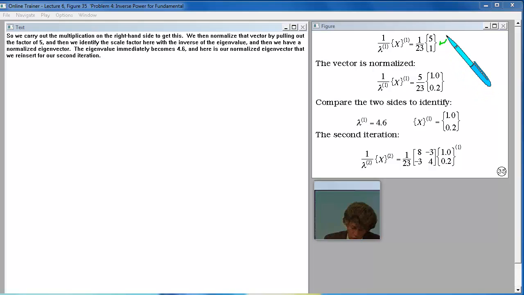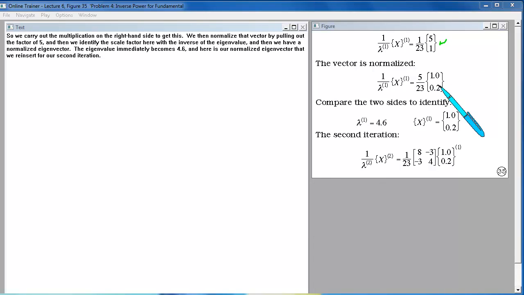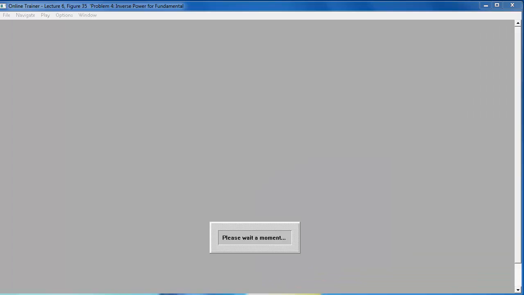We then normalize that vector by pulling out the factor of 5. And then we identify the scale factor here with the inverse of the eigenvalue. And then we have the normalized eigenvector. The eigenvalue immediately becomes 4.6. And here's our normalized eigenvector that we reinsert for our second iteration.